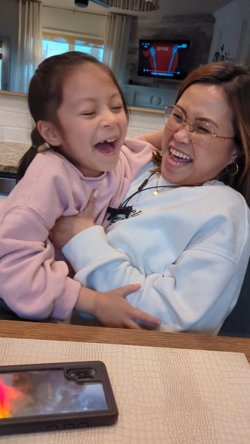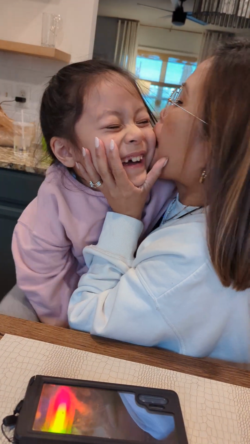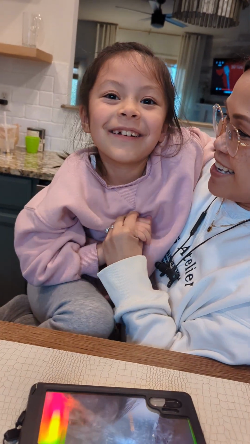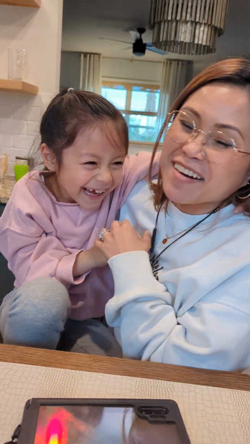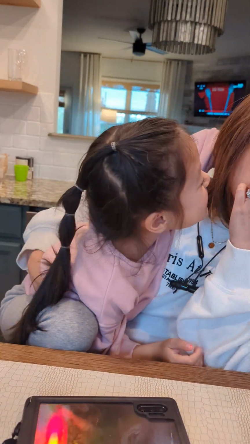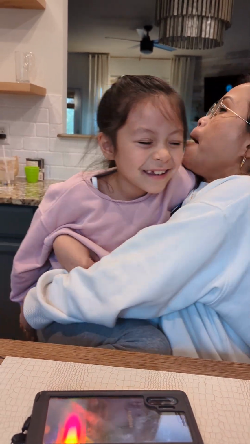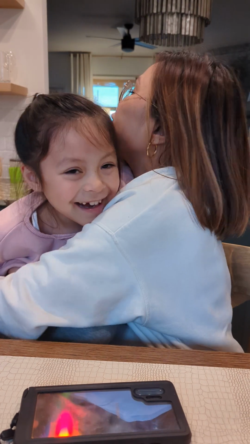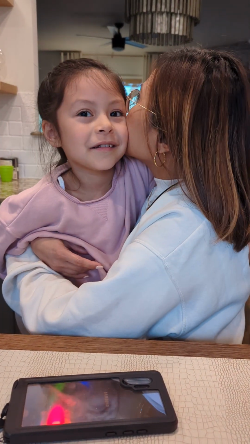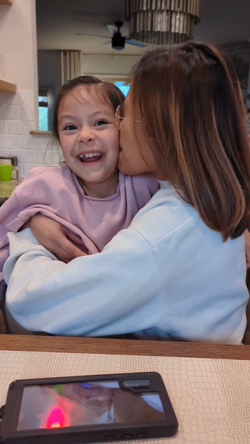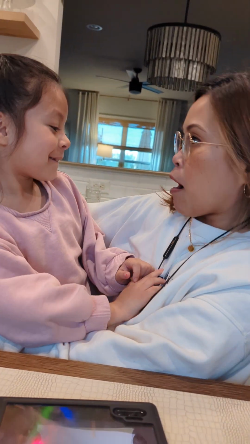12 squared. 141. Okay. 13 squared, 169. My eyes. Oh, my glasses. 14 squared is 196. Oh, killing it, killing it, killing it. 15 squared is 225 or something. Yeah. 15 squared. That's awesome, kiddo.